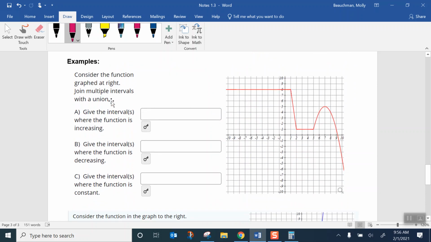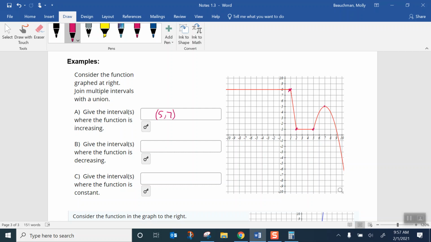Consider the function graphed at the right. Join multiple intervals with a union. So we want to first of all give the intervals where the function is increasing. So this function is constant, then it's decreasing, constant, increasing, decreasing. And it changes at each of these values of x. So our function is increasing in only one place. And we use the x value from 5 to 7, an open interval 5 to 7. So our function is increasing on the interval from 5 to 7.